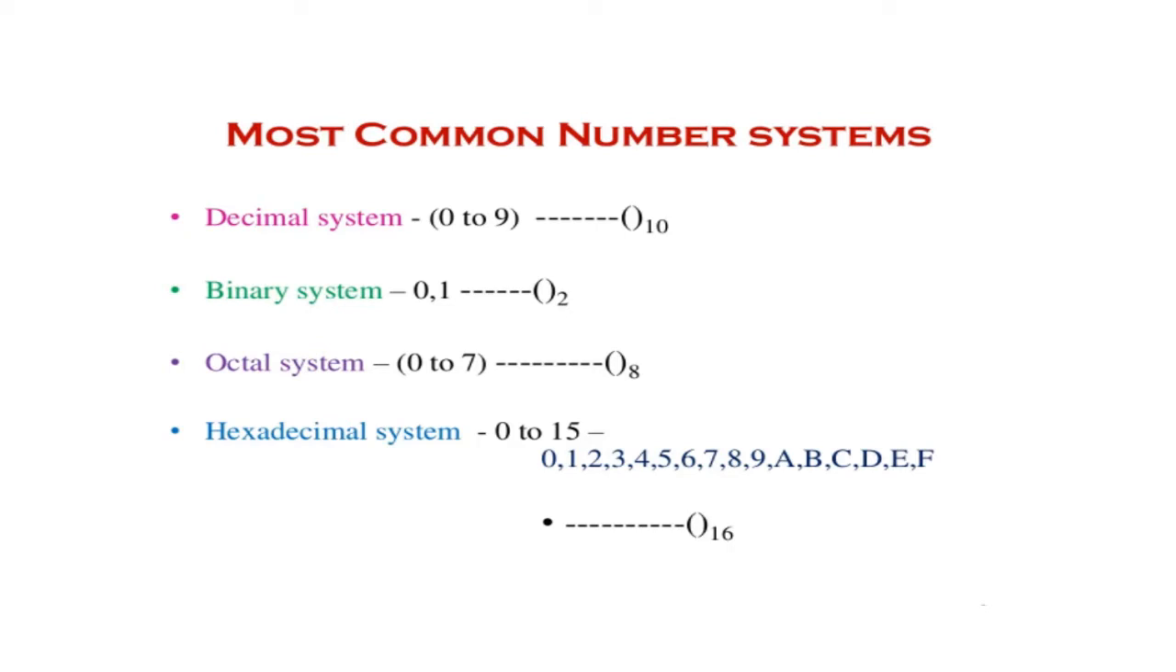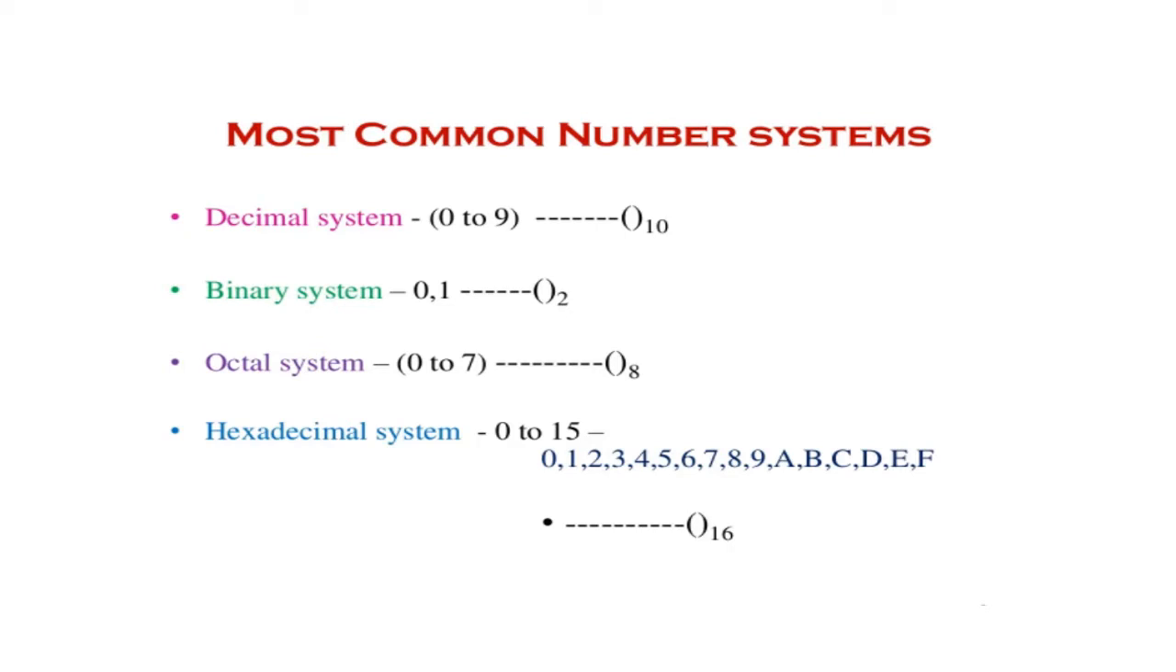The decimal system means digits 0 to 9, and it is represented by base 10. The binary system uses zeros and ones only, and it is represented by base 2. The octal system uses digits from 0 to 7, and its base is represented as 8.